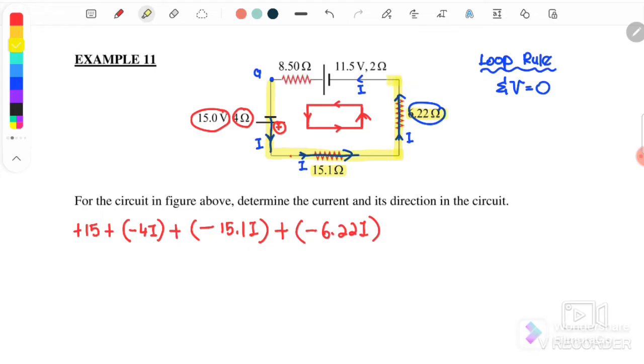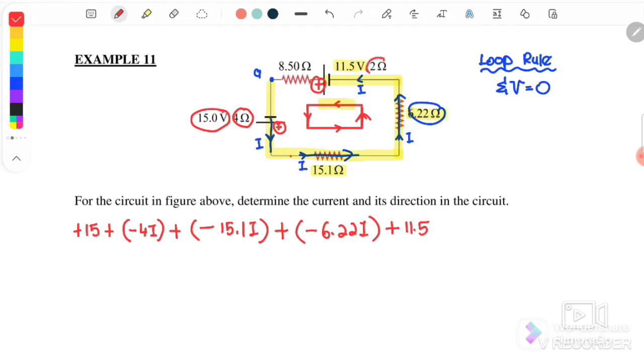After that we continue to move and then pass through a battery. The first battery is 11.5. Referring back to the loop, the direction of the loop is to the right, and it comes out from the positive terminal, enters the negative, and then comes out from the positive terminal. So the EMF is positive 11.5, a potential rise.